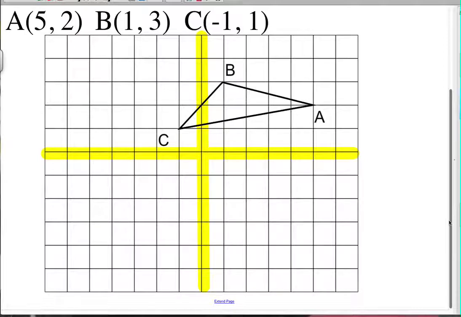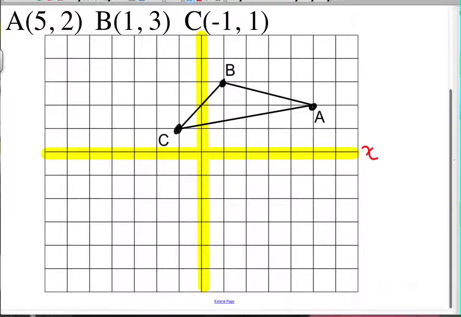So A is over 5, up 2. Here's A. B was over 1, up 3. And C was left 1, up 1. So there's my original figure, and it is a triangle. We are supposed to reflect it across the x-axis.